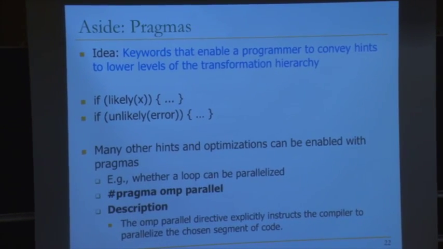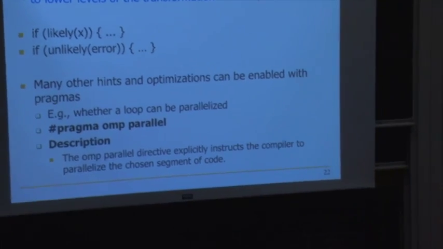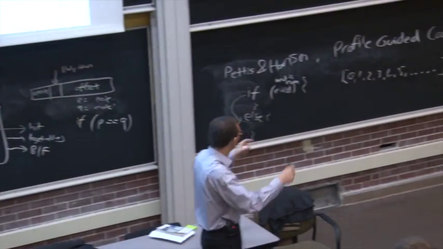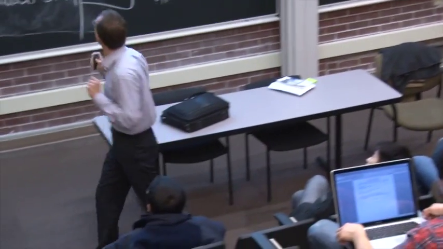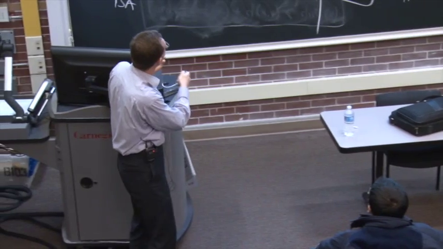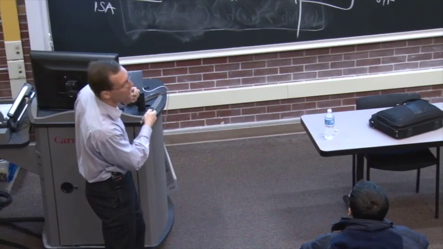It's not a directive. It's not saying if X, do this, right? It's basically a hint. The compiler can generate sequential code for that loop, or the compiler can actually try to parallelize that loop by distributing the input set, for example. If the input is an array, the compiler can try to parallelize by having multiple loops that operate on different portions of the array, right? By using that hint. And this is a definition from the web: the OMP parallel directive explicitly instructs the compiler to parallelize the chosen segment of the code.